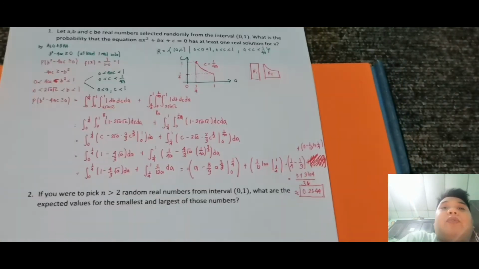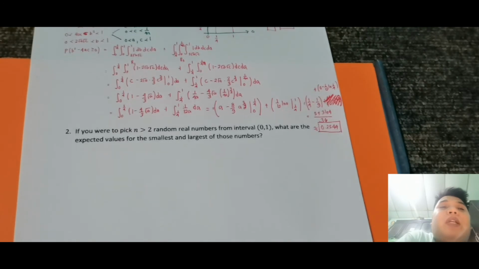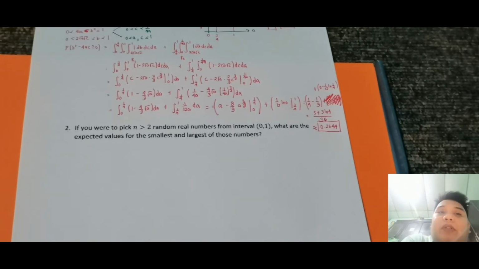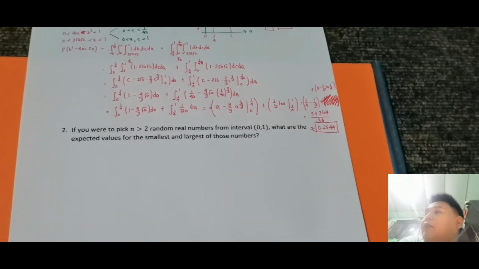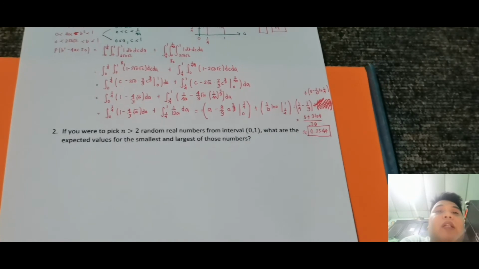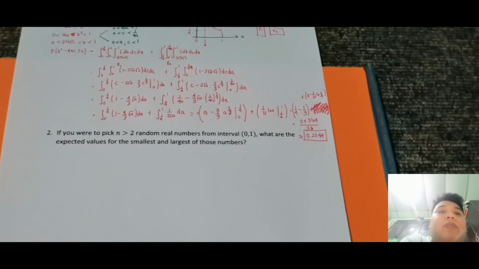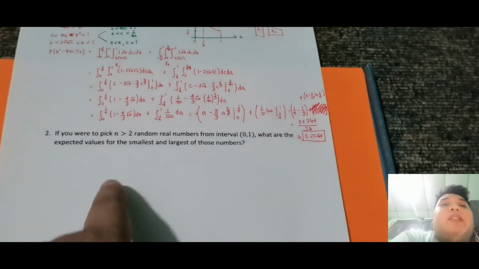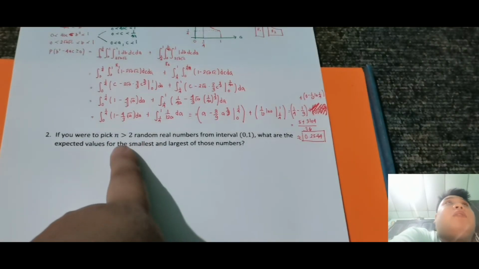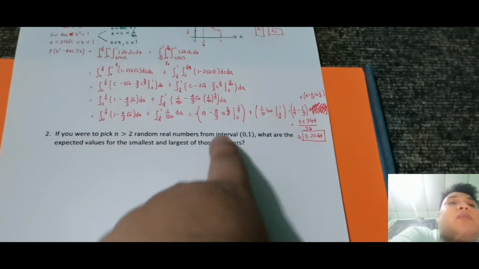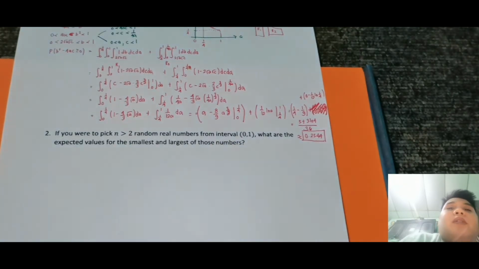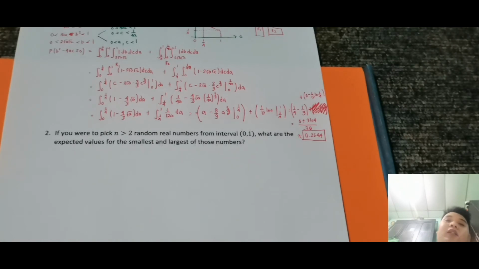Okay, so now, for number 2. If you were to pick n greater than 2 random real numbers from the interval 0, 1, so for example, 2 real numbers, 3 real numbers, something na ganun. What are the expected values for the smallest and largest of those numbers? Okay, so kunyari 3, 4, something na ganyan.